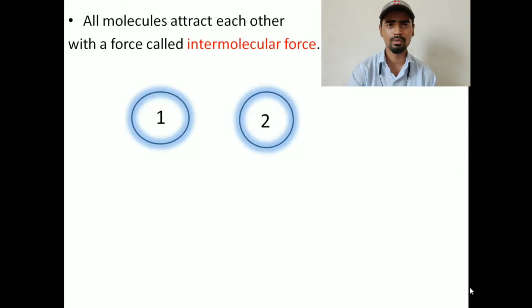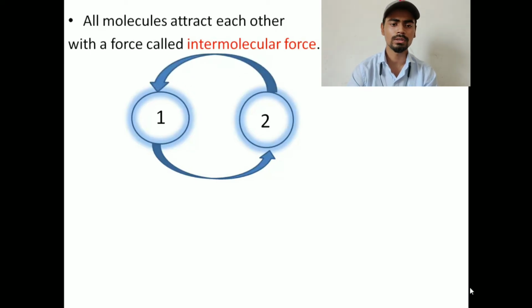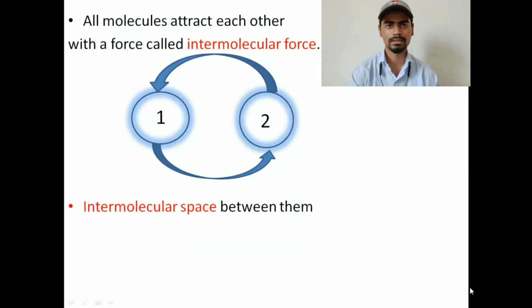Say this is the first molecule and this is the second molecule. Now the first molecule will try to attract the second molecule, will exert a force on the second molecule, while the second molecule will also try to exert a force on the first molecule. So that is known as an intermolecular force. When one molecule tries to attract the other molecule, the force between these two molecules is known as the intermolecular force. Now this intermolecular force depends on two things.